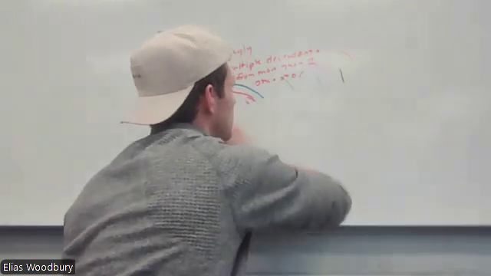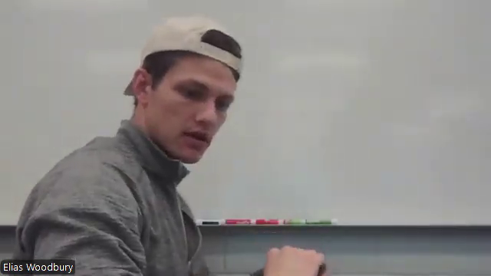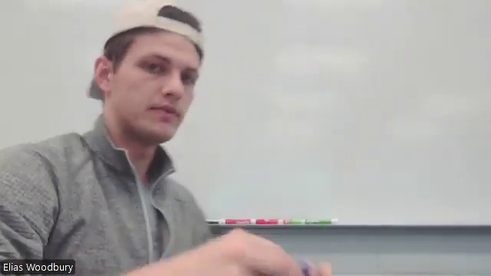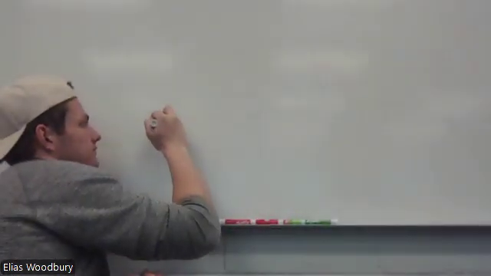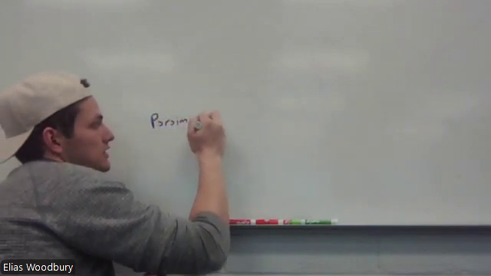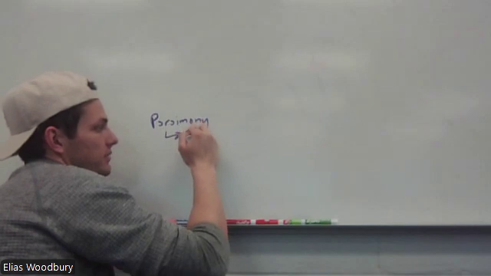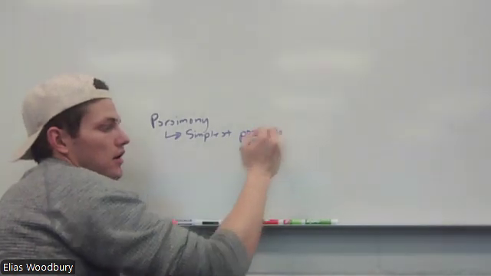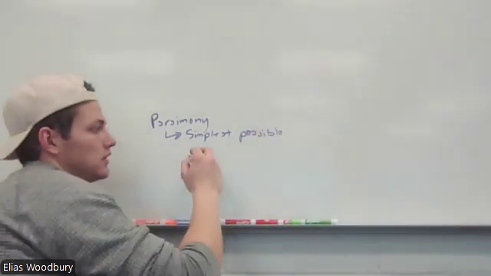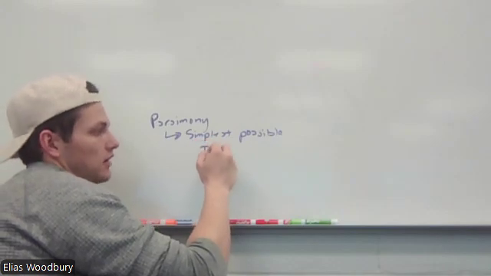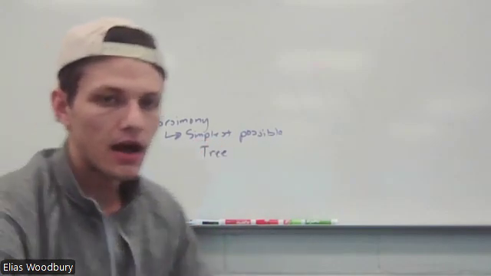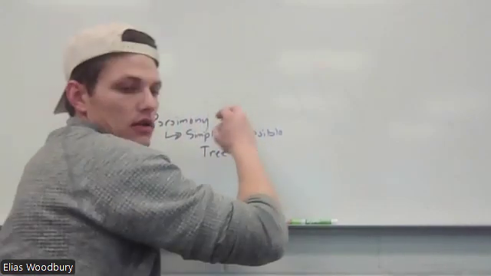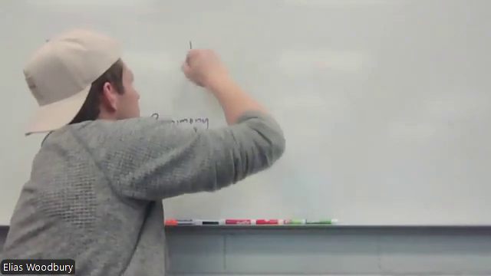So the next thing we're going to talk about, I believe, is going to be parsimony. So parsimony is just the idea that we want the simplest possible phylogenetic tree. The simplest possible tree. If I drew out, let's see if I can do this. A tree like this, right?